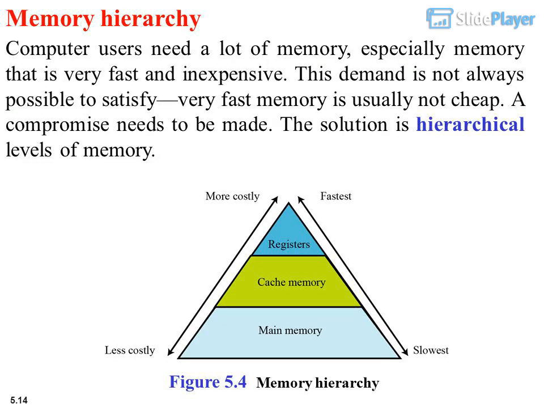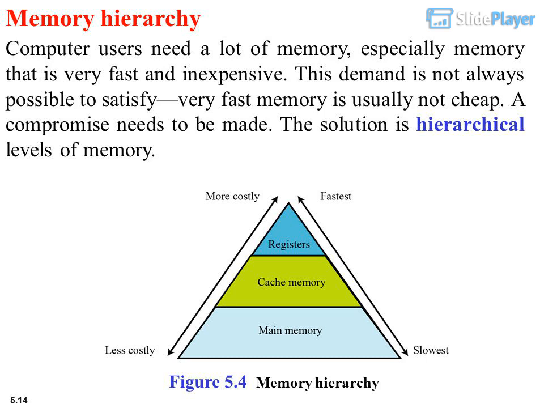Memory hierarchy. Computer users need a lot of memory, especially memory that is very fast and inexpensive. This demand is not always possible to satisfy. Very fast memory is usually not cheap. A compromise needs to be made. The solution is hierarchical levels of memory.